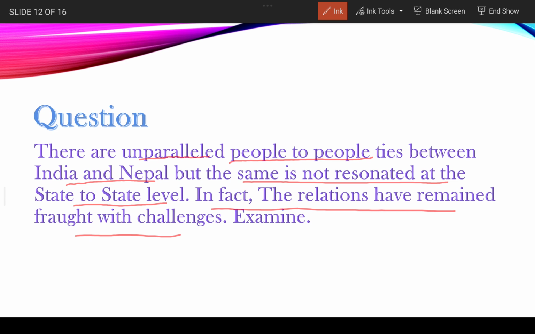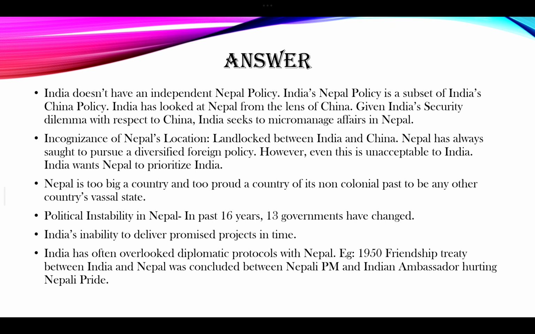We have already talked about it: yes, there are very good people to people ties. There is that roti beti ka rishta, as it is called, and very good relations on various aspects, but still the same is not resonated at the state to state level. Why have the relations been fraught with challenges? What are the reasons behind that? So let's write an answer to this question.